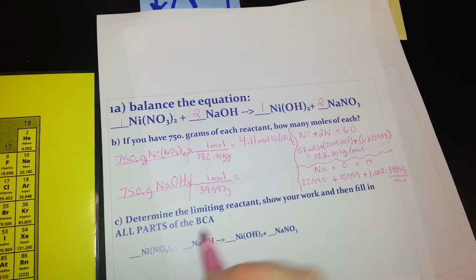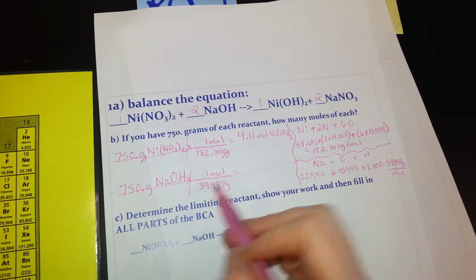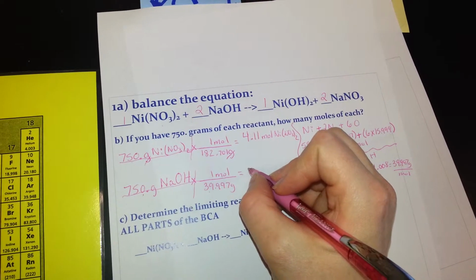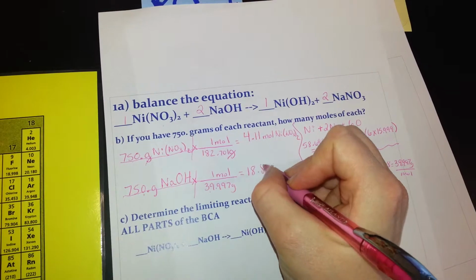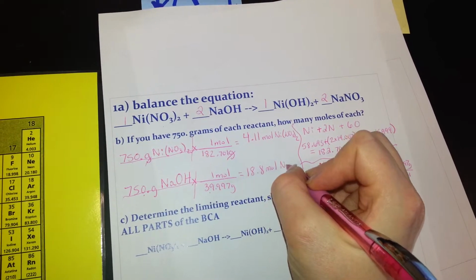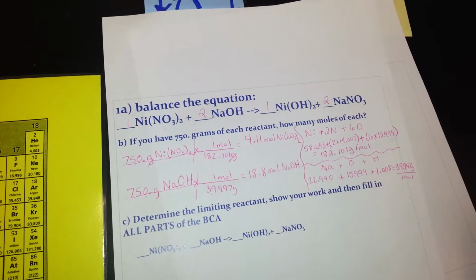So for this one, we'll do 750 divided by 39.997. That comes out to 18.8 moles of NaOH.